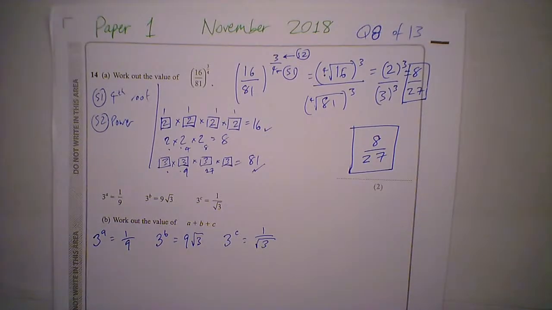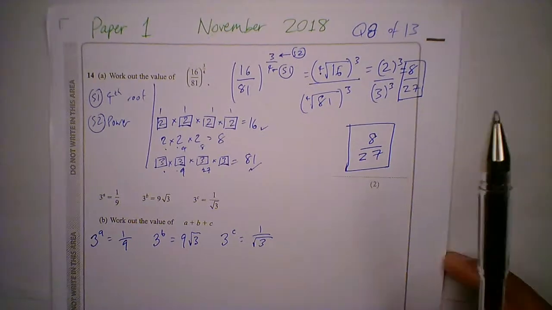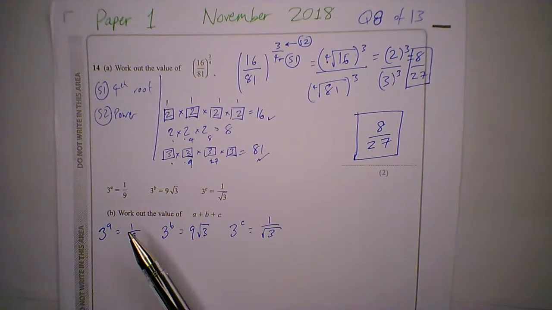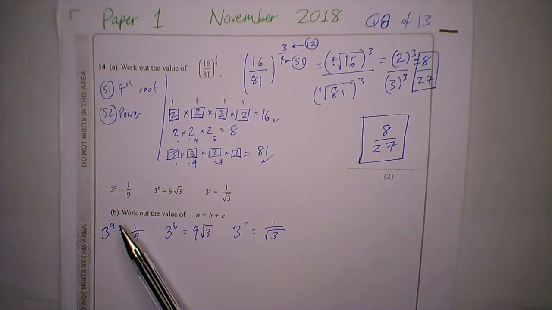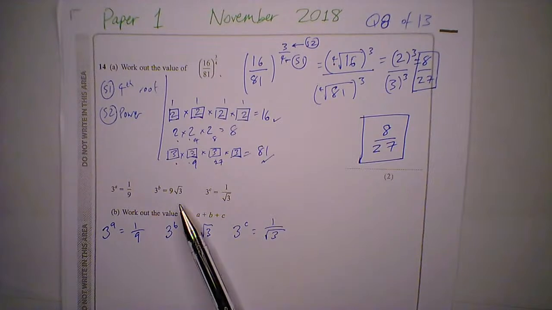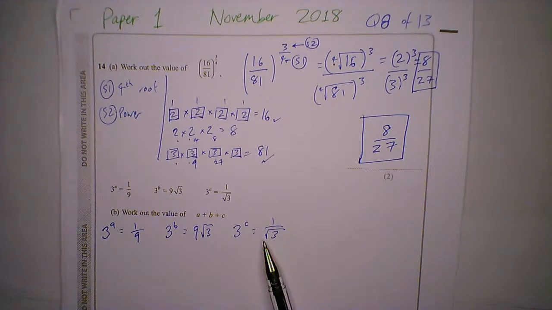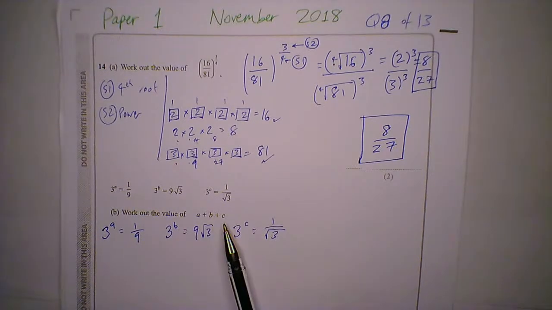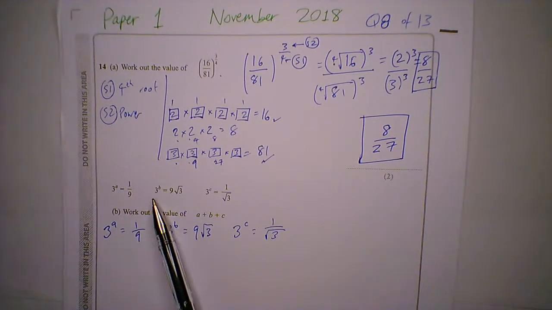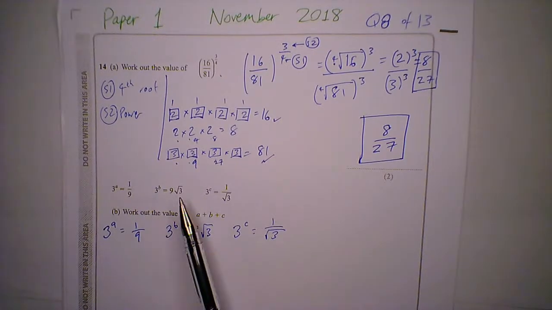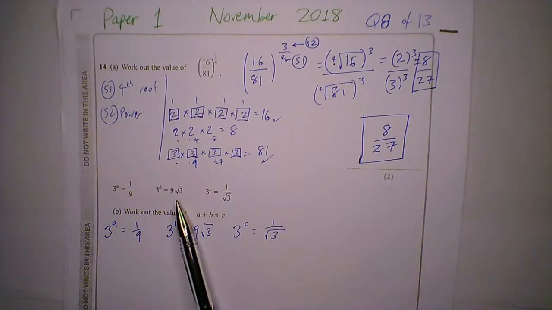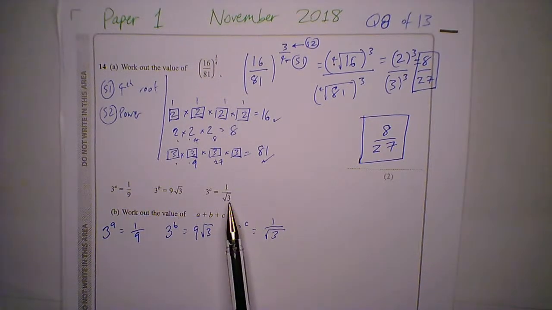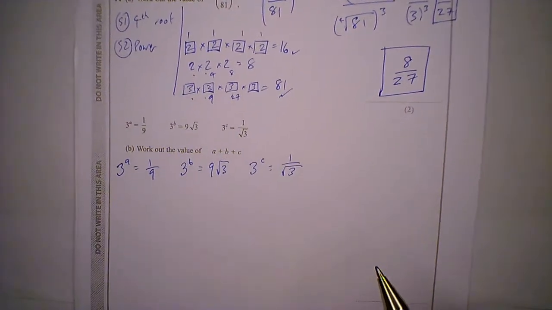This is completely different to the ones that we've done previously, but again, there are links and we want to make these connections. So 3 to the power a equals 1 over 9, 3 to the power b equals 9 root 3, and 3 to the power c is 1 over root 3. Work out the value of a plus b plus c. The connection here is clearly all of these have a base of 3. So we have to connect 1 over 9 to 3, 9 root 3 to 3, and 1 over root 3 to 3 as well.